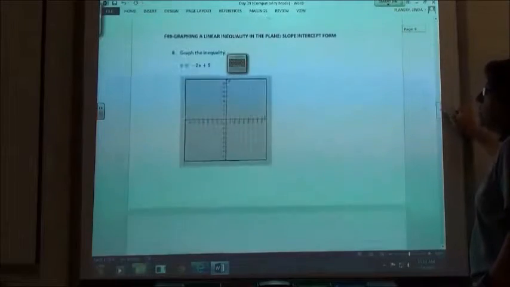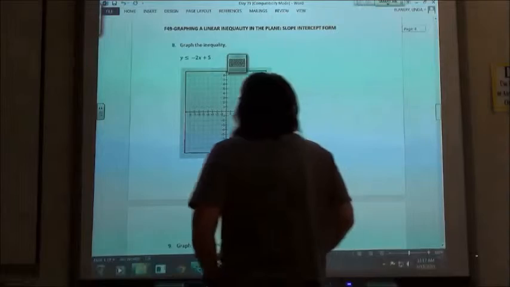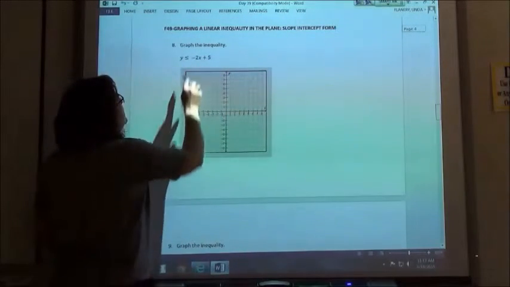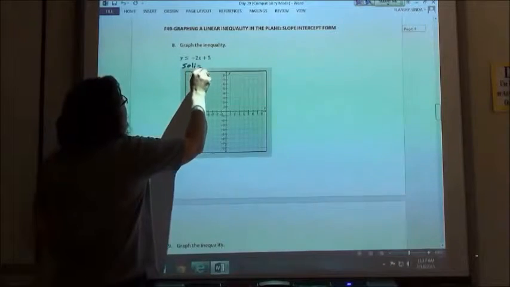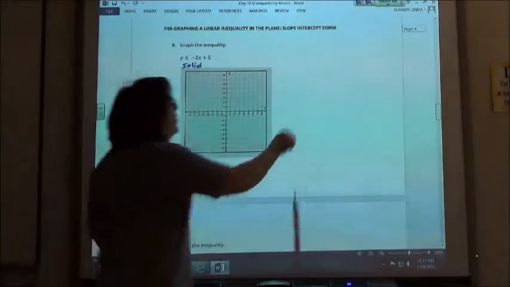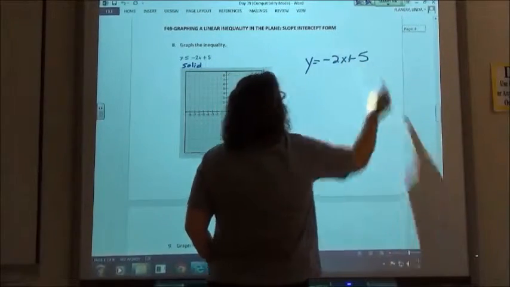Number 8, we are graphing an inequality. It says y is less than or equal to negative 2x plus 5. Again, it has the equal to bar underneath, so this one we want to leave solid. We're going to graph y equals negative 2x plus 5.